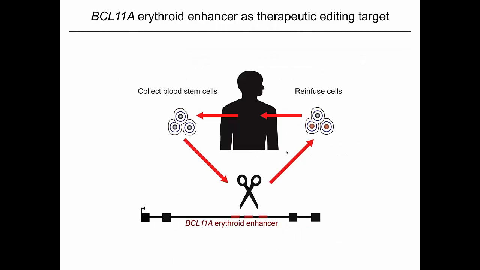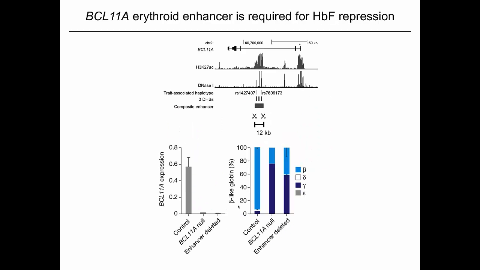So this led us to a hypothesis that perhaps if one could collect blood stem cells from patients with hemoglobin disorders and disturb this BCL11A erythroid enhancer, one might achieve disruption of BCL11A, elevation of fetal hemoglobin, and potentially ameliorate the patient's condition. And in fact, when we use this paired double strand break approach to delete the enhancer from erythroid cells, we found, yes, indeed, in the absence of the enhancer, cells lost expression of BCL11A and had very high expression of fetal gamma globin.